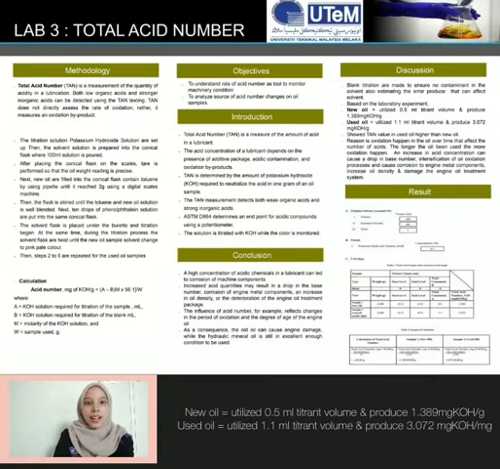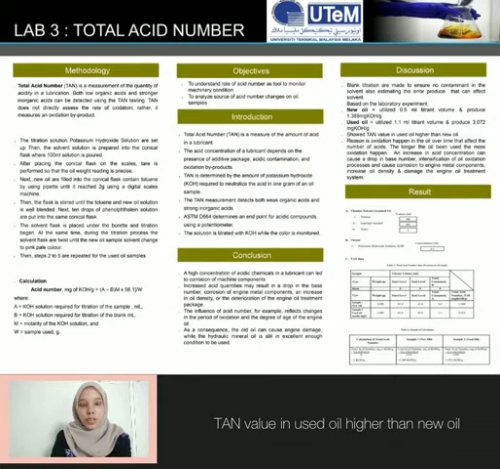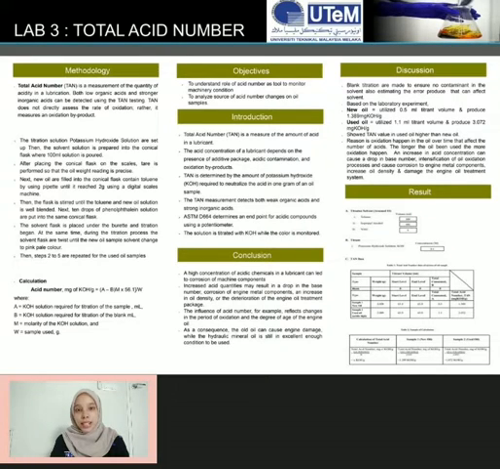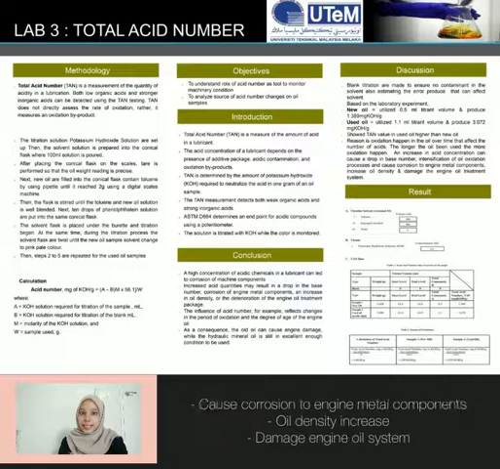As shown here, the total acid number of used oil is higher than the total acid number of new oil, which is because the consumption of titration volume for used oil is higher than for new oil. This is due to oxidation happening in the oil across time that affects the acid number. The longer the oil has been used, the more oxidation will happen. Not only that, intensification of oil oxidation can also cause higher oil density and damage the oil treatment system.